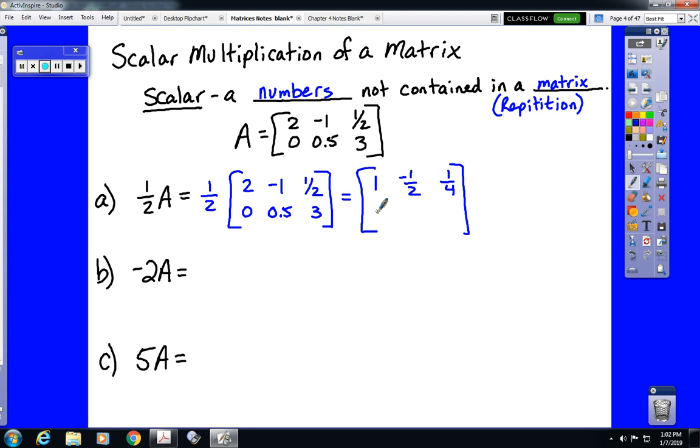0 times 1/2 is 0. 0.5 times 1/2 is 0.25, or 1/4. And 3 times 1/2 is 3/2. Now, you know what you're thinking, Mr. Wills, how come only one of those numbers is a decimal? That bothers me. Well, if you want to turn that into a fraction, I'm okay with that.